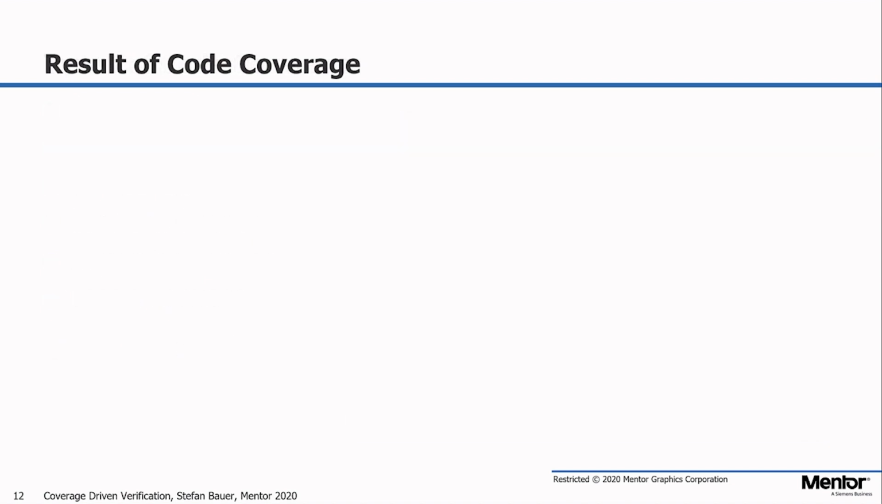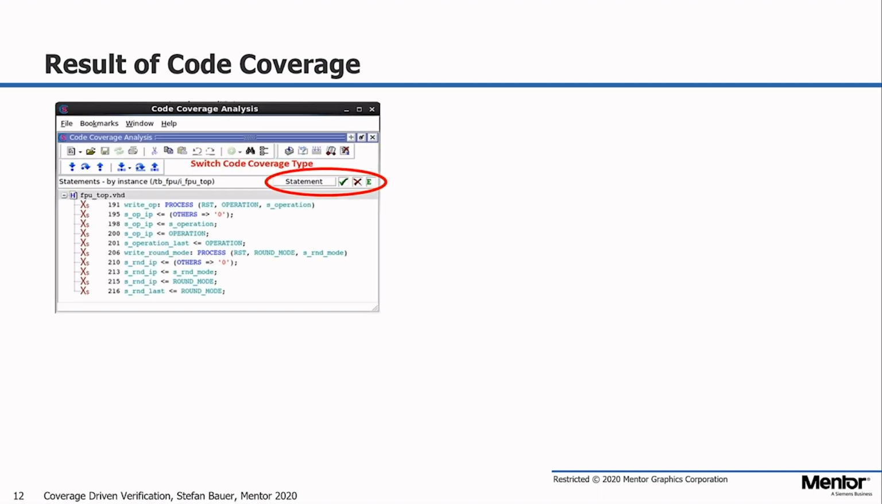The result of code coverage can be analyzed in different views in ModelSim Questa. The first one is the code coverage analysis window, where you can switch between the different code coverage types. You see in my example that I did not cover any of the statements. That's why they are marked with a red X here. It's simply because I haven't executed any test case.